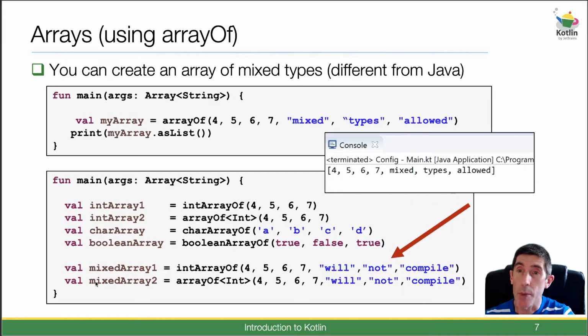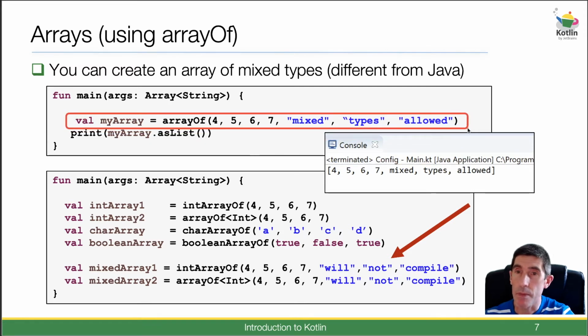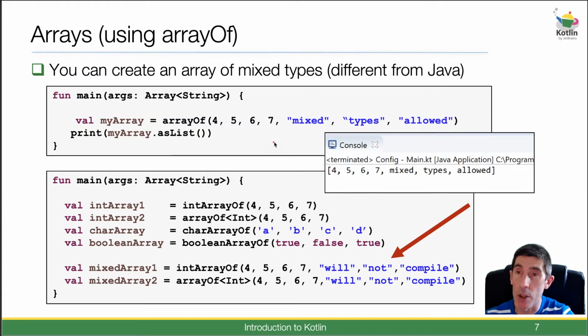Now, some other examples, and this is really nice. You can create an array of mixed types, which is very different from Java. In Java, you'd have to go down the whole extend Object route. You'd be casting, there'd be conversions going on. Whereas in Kotlin here, we can simply say something along the lines of this. Just highlight it there for you. Val myArray is assigned arrayOf 4, 5, 6, 7, and then we have mixed types allowed, our strings. So that is a nice addition to the language.